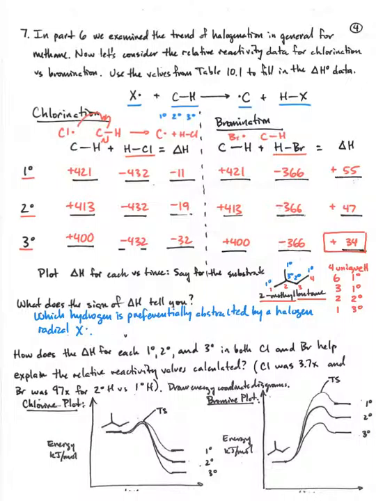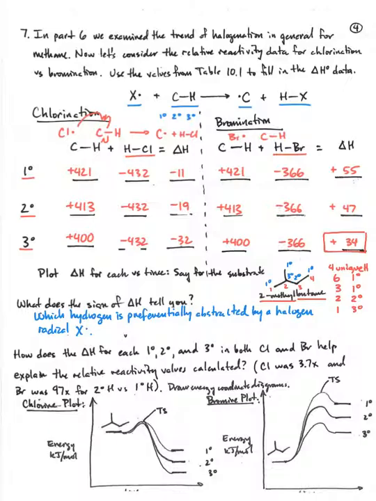So again, the sign of the delta H is telling us which hydrogen is preferentially abstracted. So in this last part, it says, how does the delta H for primary versus secondary and tertiary in both chlorine and bromine help explain the relative reactivity values calculated? So chlorine was 3.7 times and bromine was 97 times, secondary versus primary. So the energy coordinate diagrams are shown, and we're going to put in the values that we calculated from above.